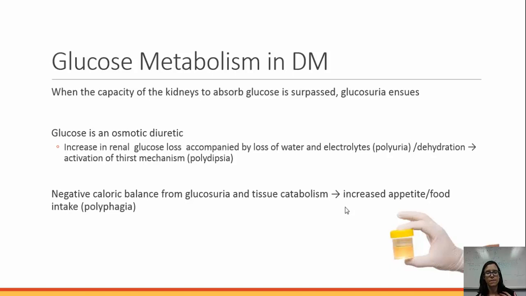This excessive loss of fluids leads to activation of our thirst mechanism, or excessive drinking, polydipsia. When we have glucose in our urine, we're also not able to utilize the energy from it, and therefore our cells begin starving, and this increases our appetite and food intake, which is termed polyphagia.